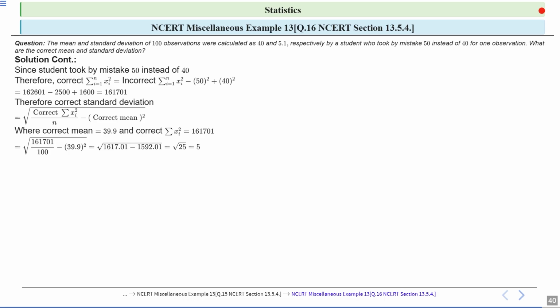This is equal to square root of 1617.01 minus 1592.01. This is simply equal to square root of 25, equal to 5. So this shows the correct standard deviation is 5. So correct standard deviation is 5.